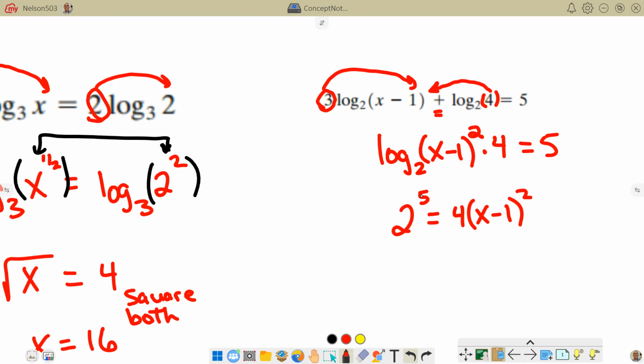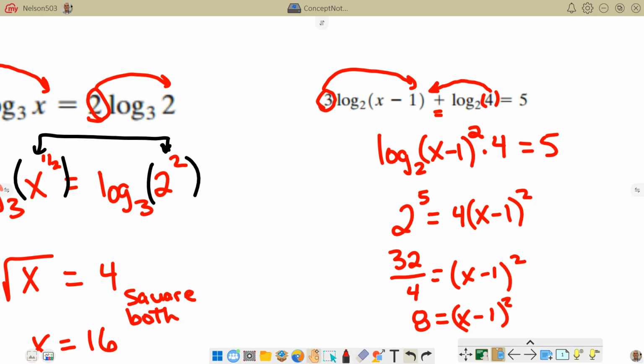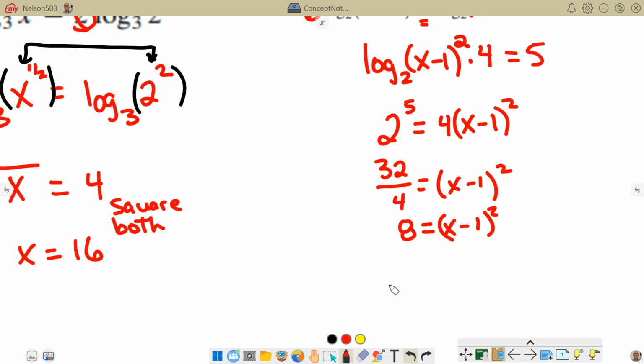Well, 2 to the 5th is 32. And then I'm going to divide that by 4, right? So I'm going to have 32 divided by 4 is equal to x minus 1 squared, right? Well, 4 goes into 32 8 times, so now I've got 8 is equal to x minus 1 squared. And then I've got to simplify my squared here. I'm going to take the square root of both sides. And look, the number in here could come out to be a positive 8, or the number in here could come out to be a negative 8.